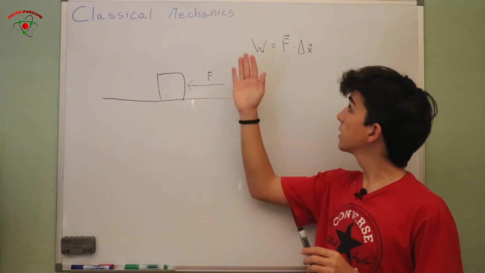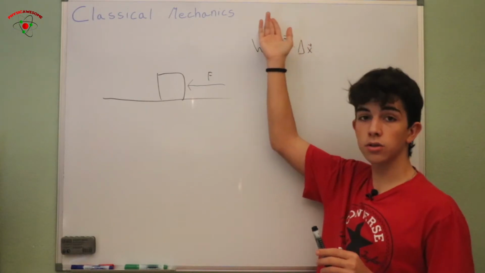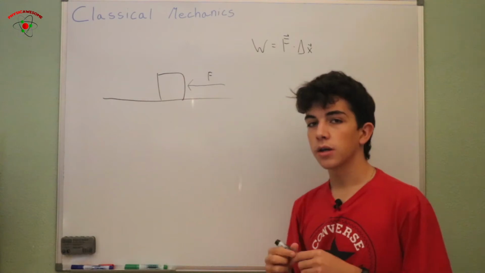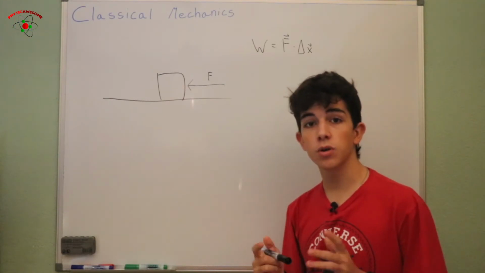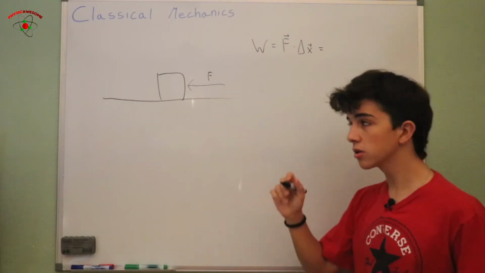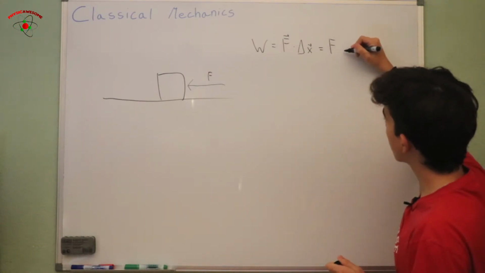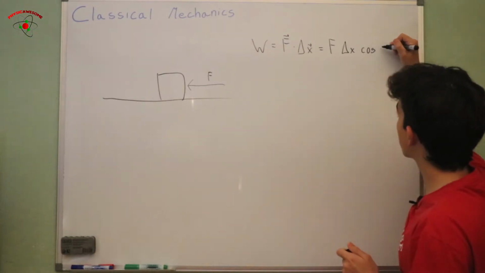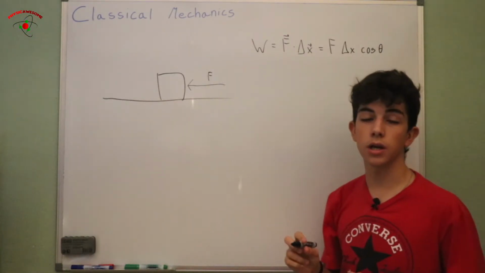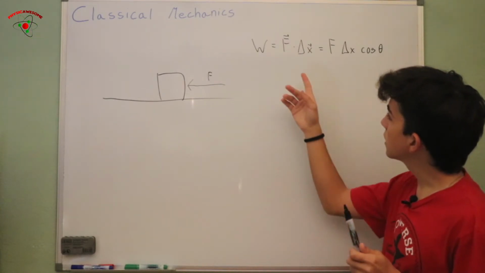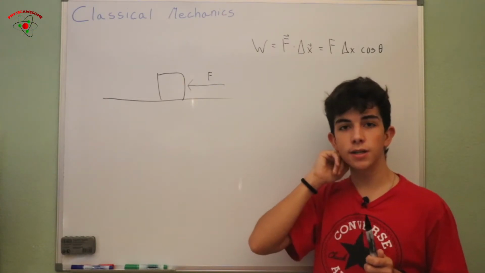Alright, so this is the definition of work we usually have when we are studying, and we might add the formula for the scalar product. We usually do F, the magnitude of F times delta x, times the cosine of the angle they form.